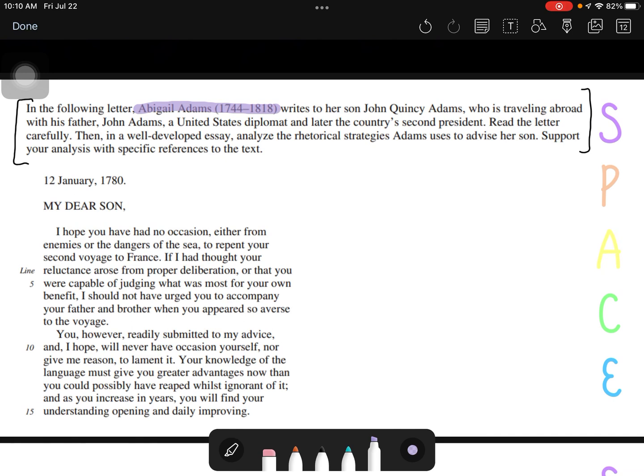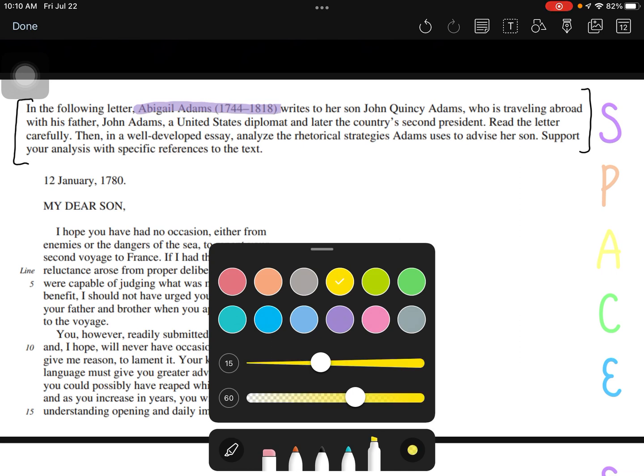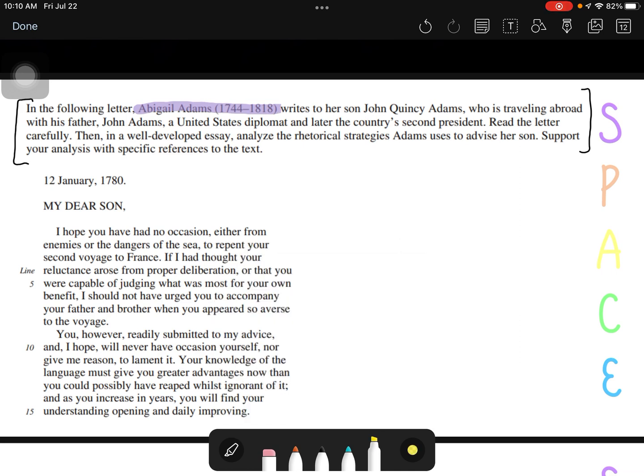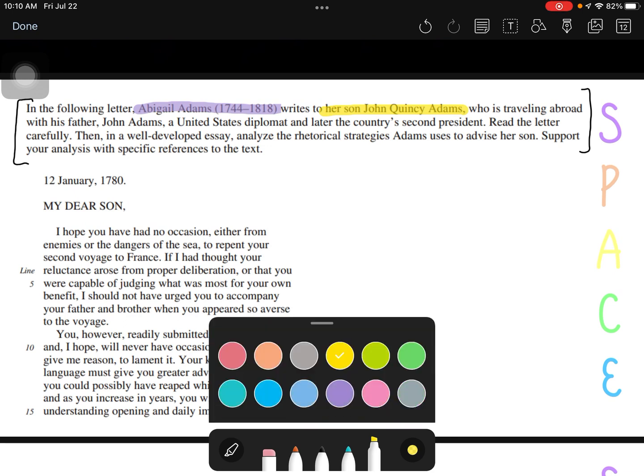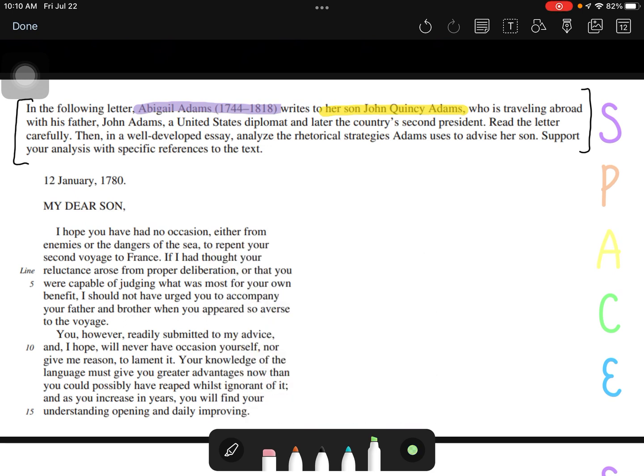the second president. We also learn about our audience, so let me switch to yellow here, because her audience is her son, John Quincy Adams. And then there's also some context already as well, because he is traveling abroad with his father, who would be a diplomat and eventually become the country's second president.